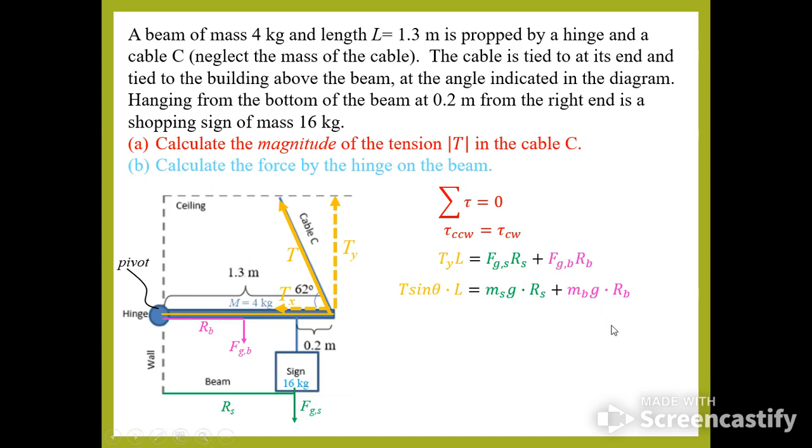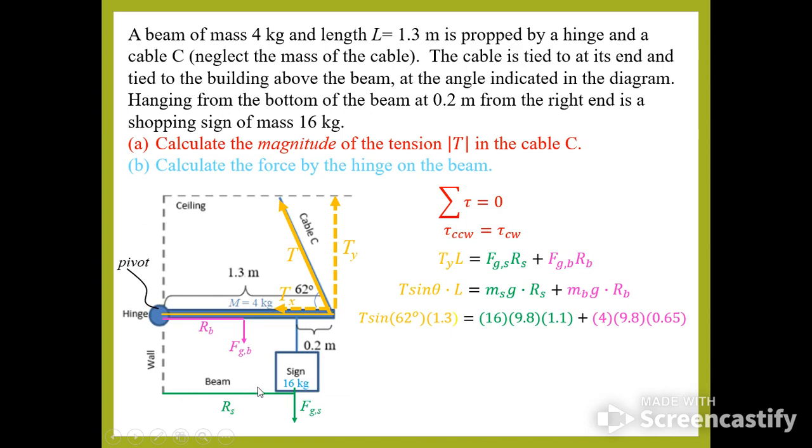And then we substitute in everything that we know. The problem gives us an angle of 62 degrees, and the length of the beam is 1.3 meters as drawn here in the diagram. The mass of the sign is 16 kilograms down here, g is 9.8, and the moment arm for the sign is 1.1 again, because if you watch my cursor, the whole beam is 1.3, and the distance from here to here is 0.2. So we want to take the difference.